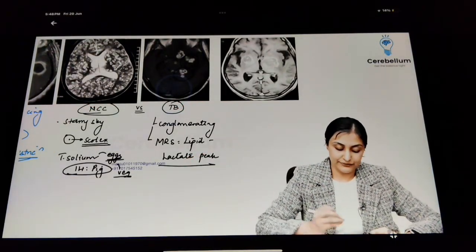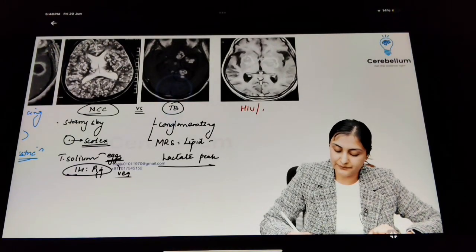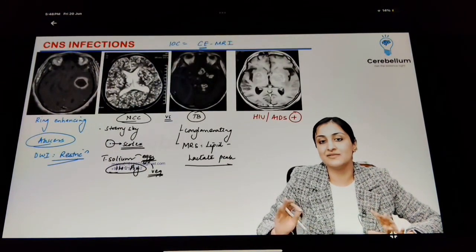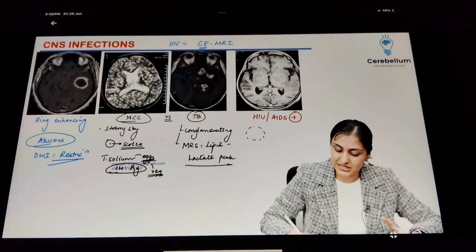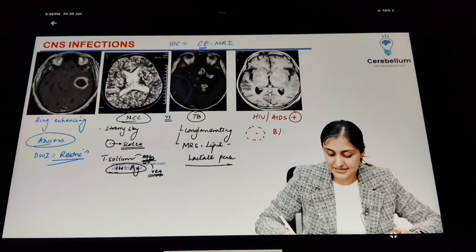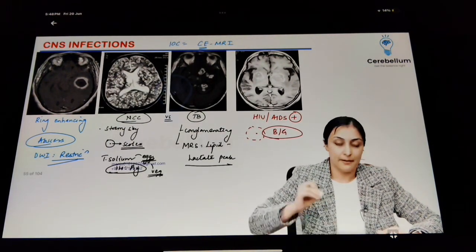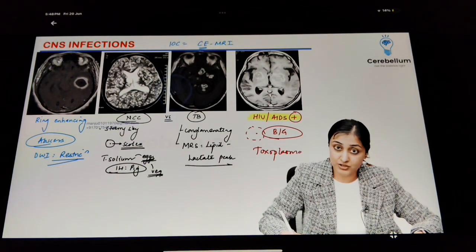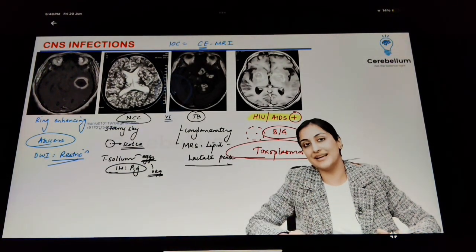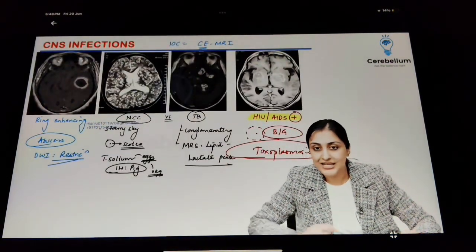The fourth infection, where the buzzword is now going to be HIV/AIDS. So if I tell you there is a patient who is HIV/AIDS positive, and again I'm seeing these target shaped lesions, you can see there is ring enhancement with a central target, but this is not like NCC. This is involving the basal ganglia. Plus HIV/AIDS will always be mentioned. This is toxoplasmosis. It's the most common infection in HIV/AIDS. So toxoplasmosis, you're going to make a diagnosis with HIV/AIDS in the history, right? So these are the 4 patterns of infection.